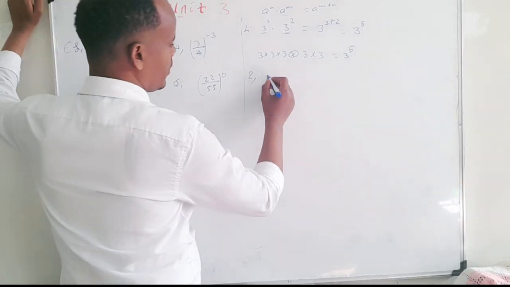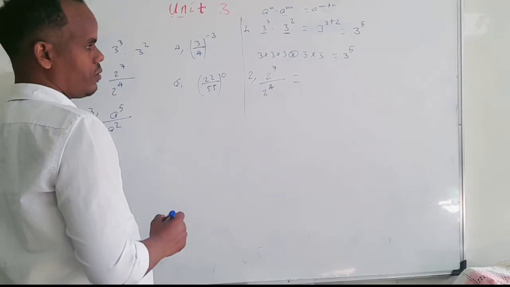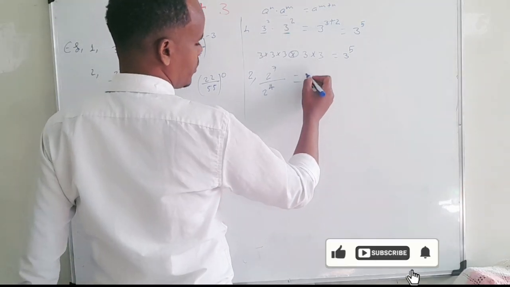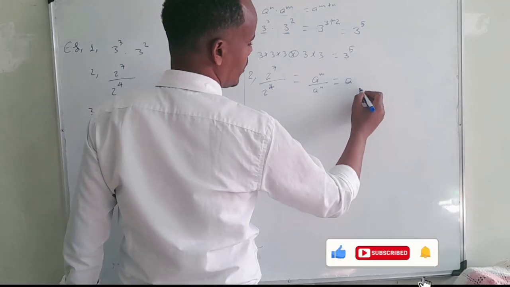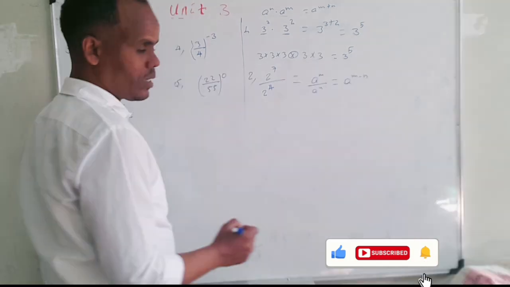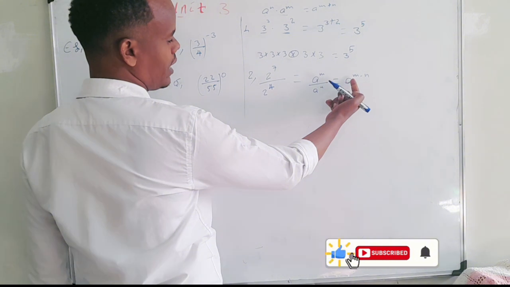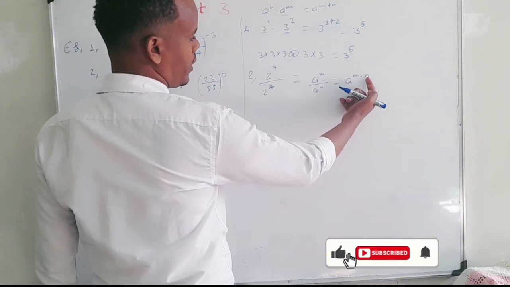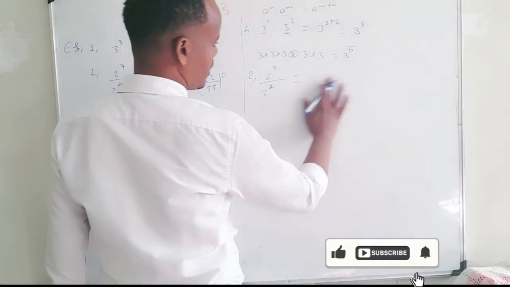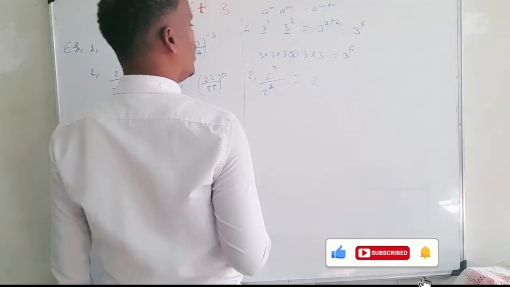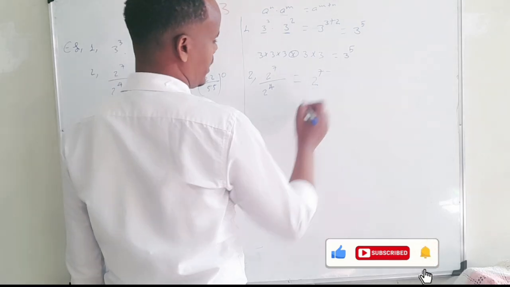Number 2: 2 to the power of 7 over 2 to the power of 4 equals, using a to the power of m over a to the power of n equals a to the power of m minus n, the exponent of the numerator minus the exponent of the denominator. It is the same base, so take one of the bases, which is 2, to the power of 7 minus 4.